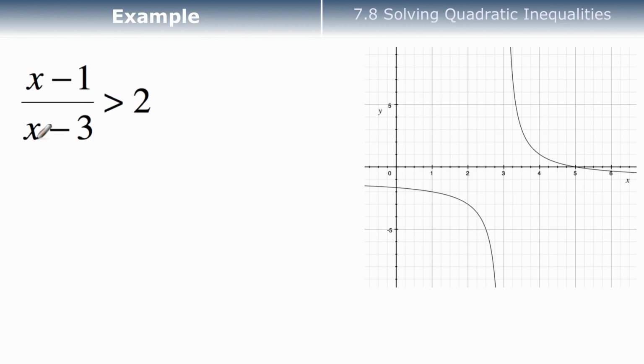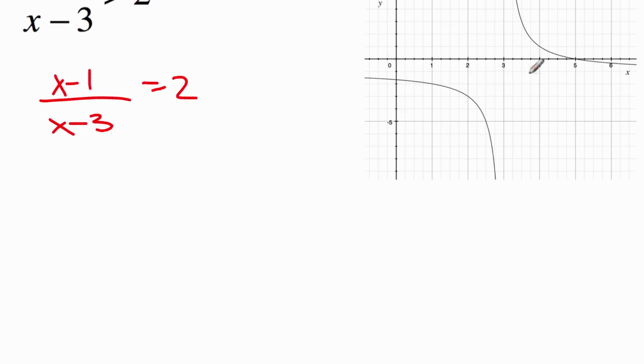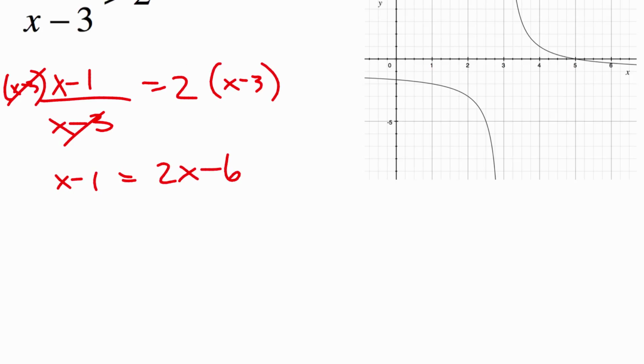Okay, so here's a question. So I've got x minus 1 over x minus 3 is greater than 2, and I want to solve that. So they say there to make it an equal sign. So x minus 1 over x minus 3 equals 2. I've got the graph over there. We'll be able to see it later. Now this is a fraction, so let's get rid of it. Let's multiply each side by x minus 3. On this side they'll cancel, so I'll be left with x minus 1 is equal to 2x minus 6.